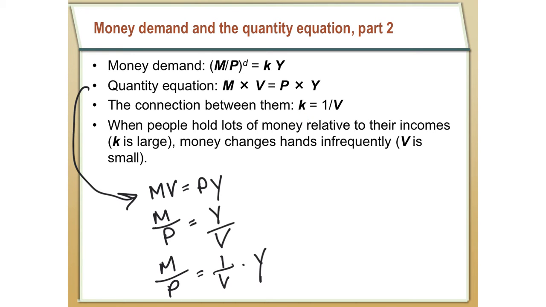Intuitively, what this means is that if k is large, people want to hold a large fraction of their income as money. If everyone's holding lots of money, then it doesn't have to be spent as often to satisfy all the transactions. We're holding a lot of our income as money, so we don't need to spend it as often. So velocity is small. If k is small, we're not holding very much money, then it needs to be spent over and over and over again in order to satisfy all the transactions. So there's this inverse relationship between k in the money demand equation and V, velocity.